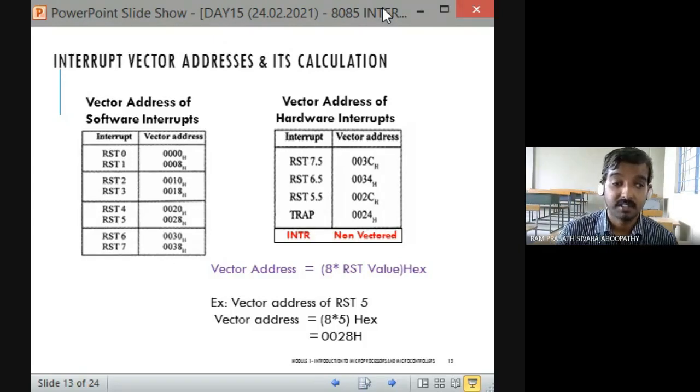Fine. See, when we say INTR is non-vector, we have some benefit with the INTR interrupt. What it means is, when the INTR interrupt occurs, there is no vector address for it. So what will the CPU do?